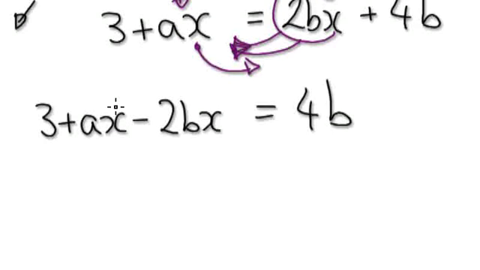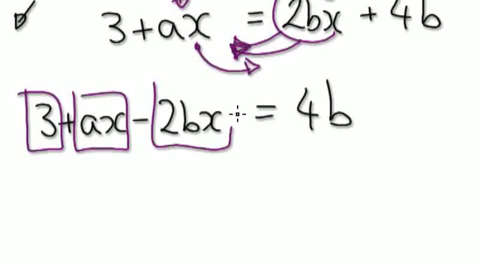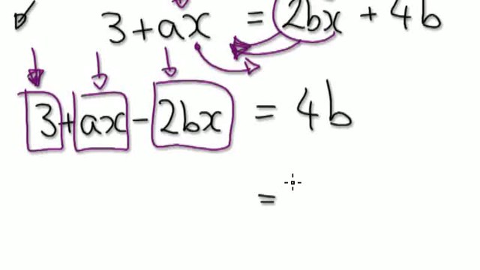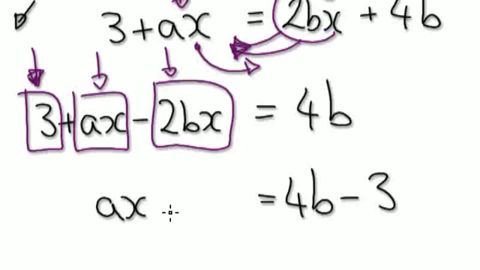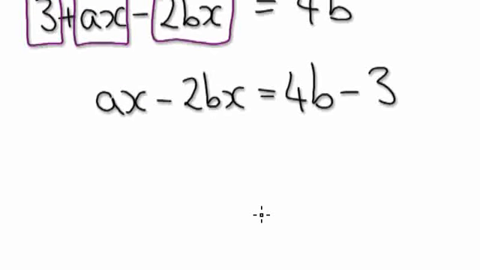Now, remember, you visualize it as this. You've got this, plus take away this. Get all the x's on one side. Now get rid of this. This is rubbish. So take away 3 from both sides. So this would be this. Take away 3, and all you're left with is this here. 2bx, and now you can see you've got x in common. So now factorize it.